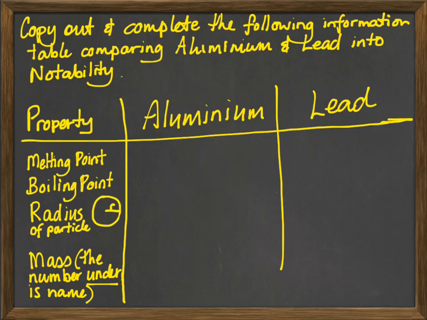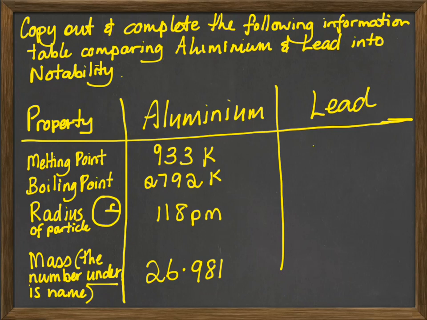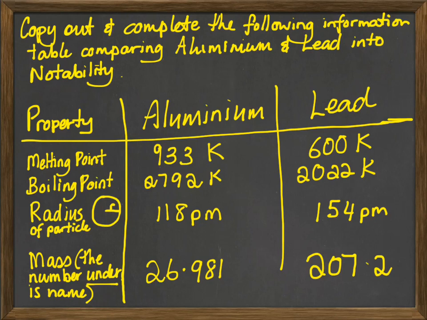Okay, now in your table you should have something that looks like this. For aluminium, you should have melting point of 933, boiling point of 2792, radius is 118, and the mass is 26.981. Next door with lead, we actually have a melting point of 600, boiling point of 2022, radius is 154, and the mass is 207.2.